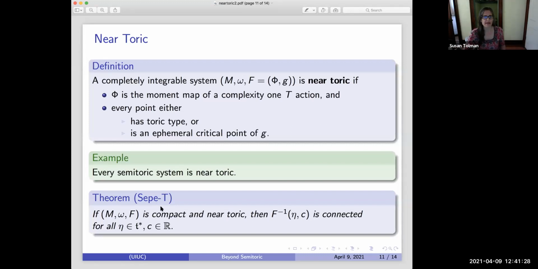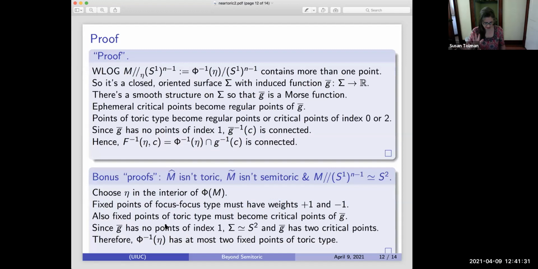What I would do is I will give the proof. I don't usually give the proof, but this is actually one where you can give a pretty honest proof on a slide. In fact, I can give the proof for things on one slide. So again, I'm trying to prove that the fiber over eta is connected. Without loss of generality, I can assume that the reduced space over eta contains more than one point. Because if it only contains one point, then it's obvious that my fiber is connected. There's really not too much to say.